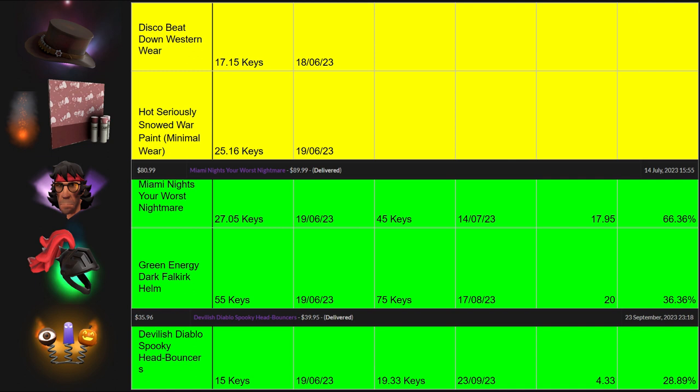Green Energy Dark Falkirk Helm. This is an okay looking all class hat with the beautiful green energy effect. It is quite inflated and sold for higher than I expected, but everything else green energy like this is inflated anyway, so there's no other choice. Good margin and fast sale. Devilish Diablo Spooky Head Bouncers. Took a little bit of time because of competition, but this hat sells better the smaller the market competition.